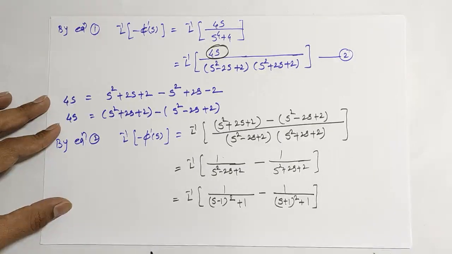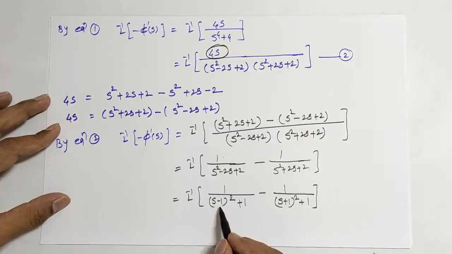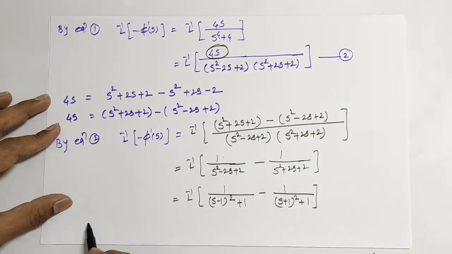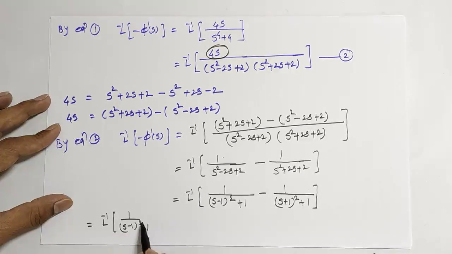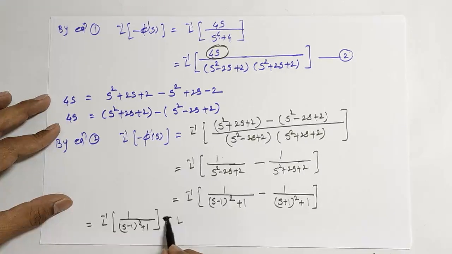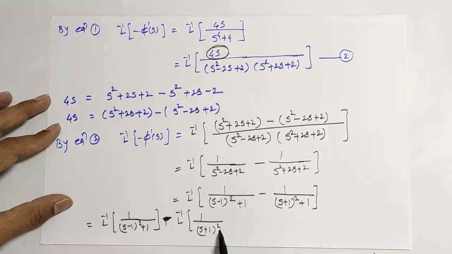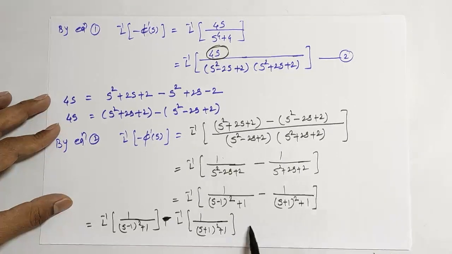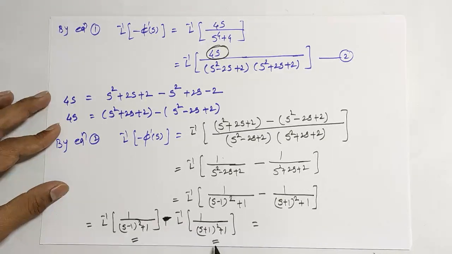Now you can use the property. Here, you can separate: L inverse of 1 upon (s minus 1) whole square plus 1, minus L inverse of 1 upon (s plus 1) whole square plus 1. So here the value of a is 1, and here also the value of a is 1.